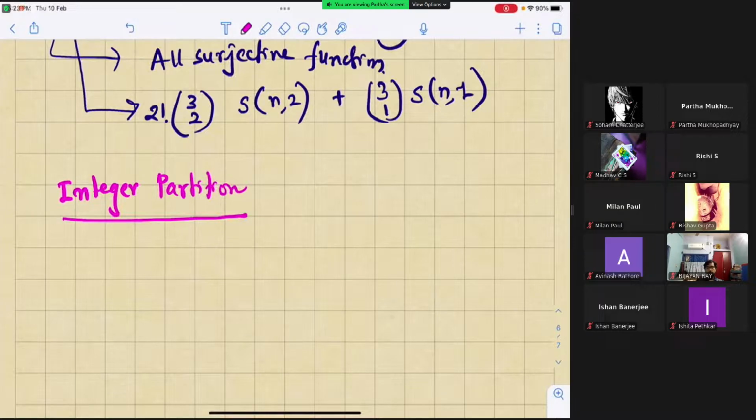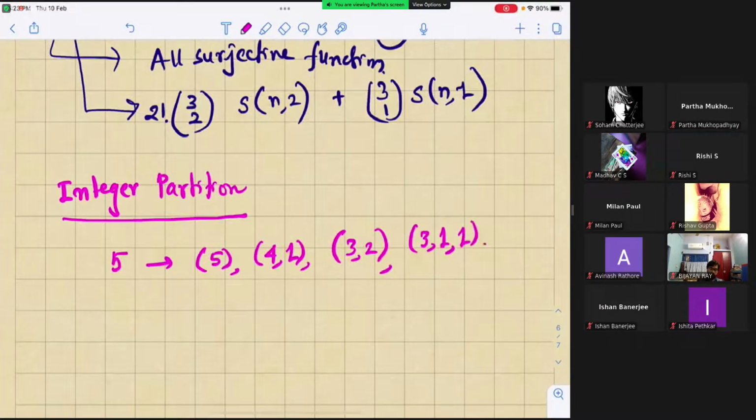How many ways can you partition a number, basically? What do I mean by integer partition? If you want to partition the number 5, these are the partitions. This 5 itself could be a partition, and 4, 1 could be a partition, 3, 2 could be a partition, 3, 1, 1 could be a partition, 2, 2, 1, and 2, 1, 1, 1. How many here? 1, 2, 3, 4, 5, 6, and all 1s.